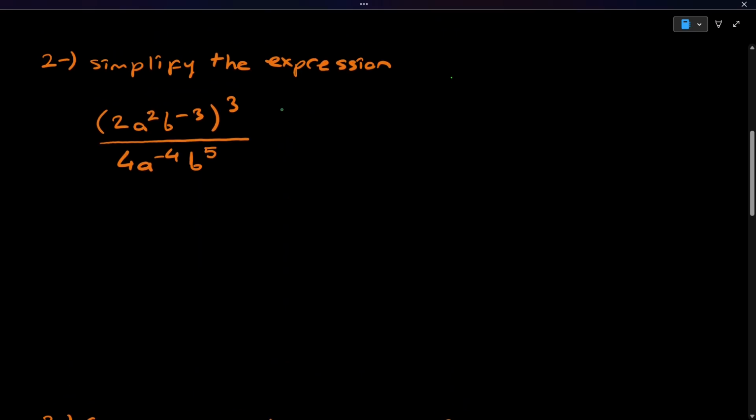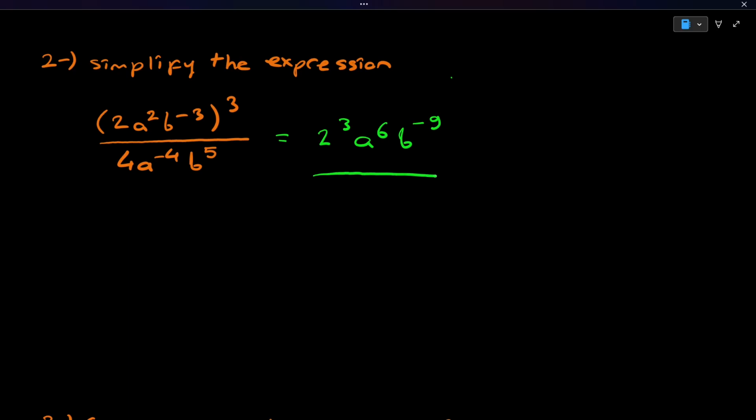Simplify the given expression. Let's see what we can do. I need to distribute the power again. 2 cubed a to the 6th power, b to the power of minus 9 over 4. Instead of 4, maybe writing 2 squared would help us. a to the power of negative 4, b to the 5th power. One of the 2's will remain.